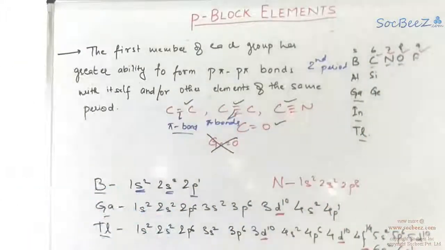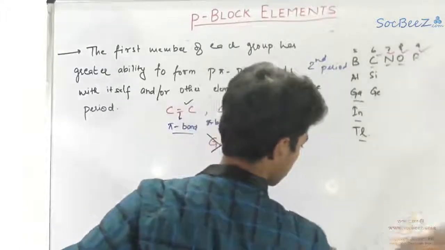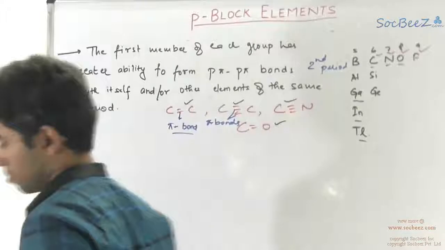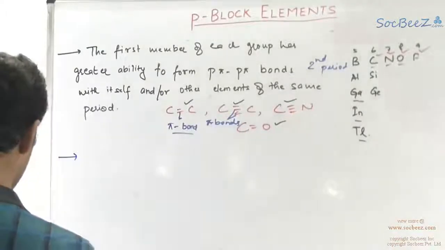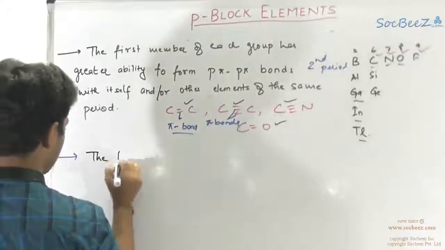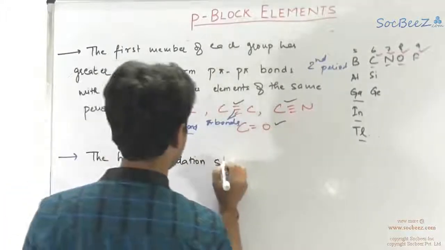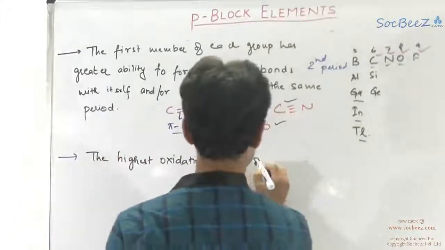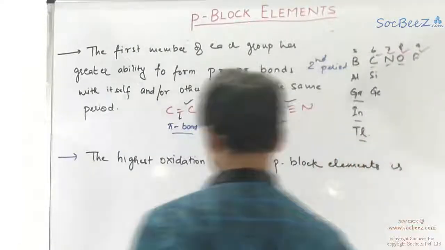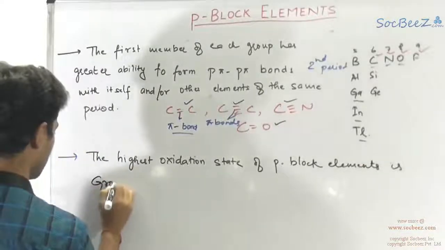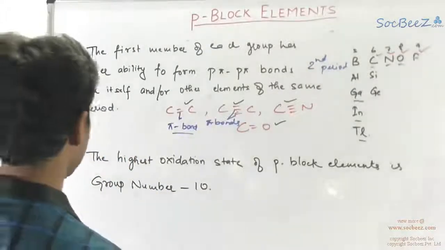Now, the other feature of P block elements is the highest oxidation state of P block elements, which is group number minus 10.